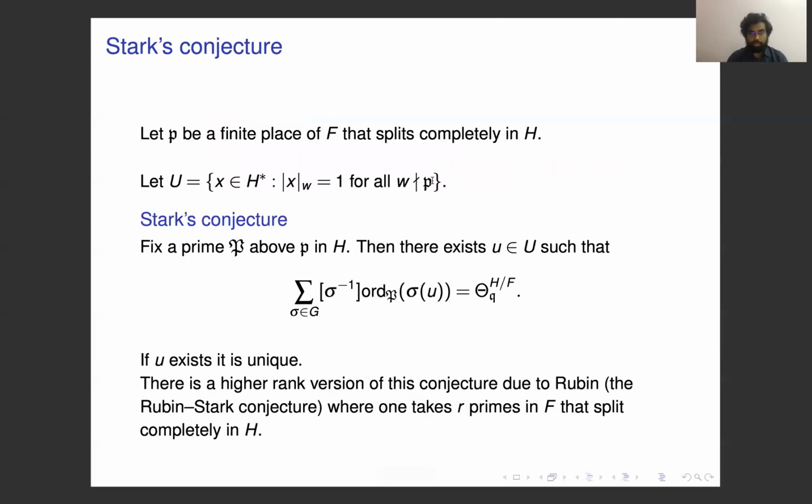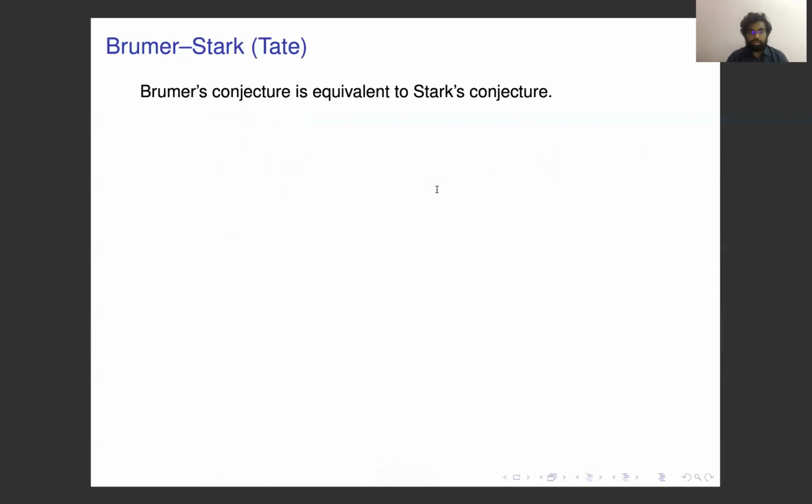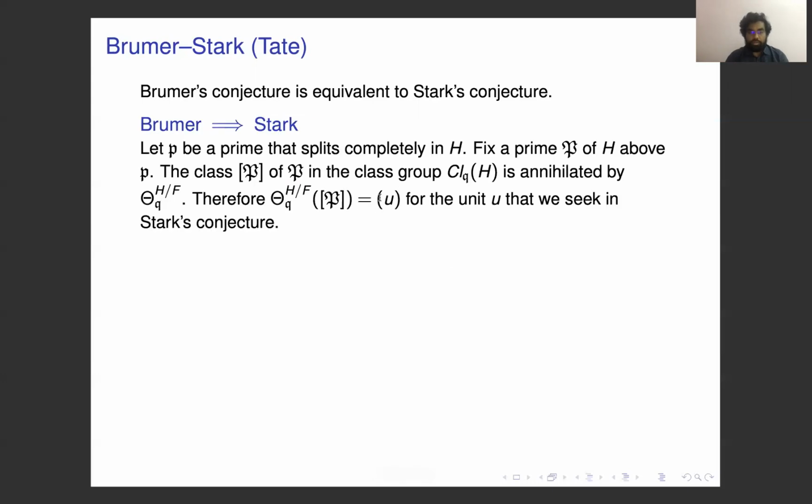Oh, sorry, I forgot to write 1 mod Q here. So these are all the elements. That's what gives the uniqueness. Sorry. So if you know the ord everywhere, you know it up to a root of unity, and you want to kill the root of unity. So this is important. U should be 1 mod Q. I'll make these corrections before I send in the slides. Okay, so this U will be congruent to 1 mod Q. So this is the unit that we seek in Stark's conjecture. Okay. So that's how one goes from Brumer to Stark.